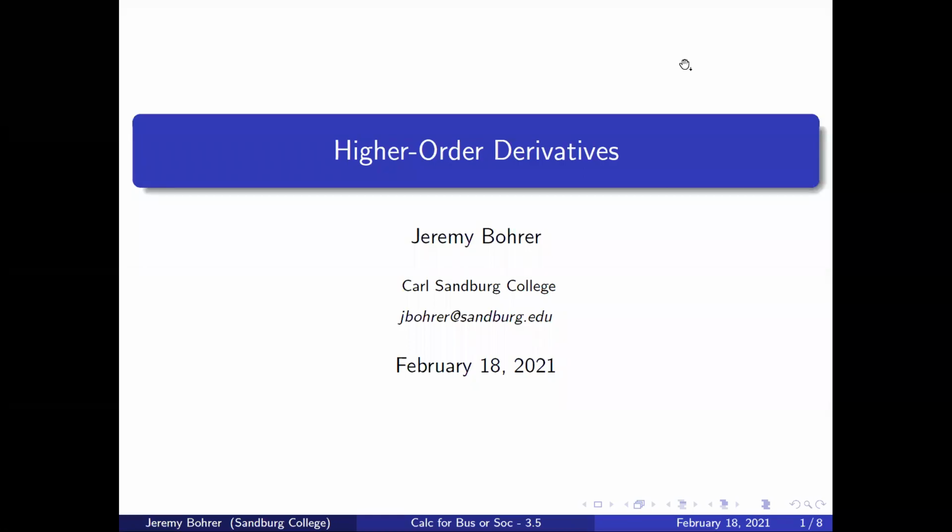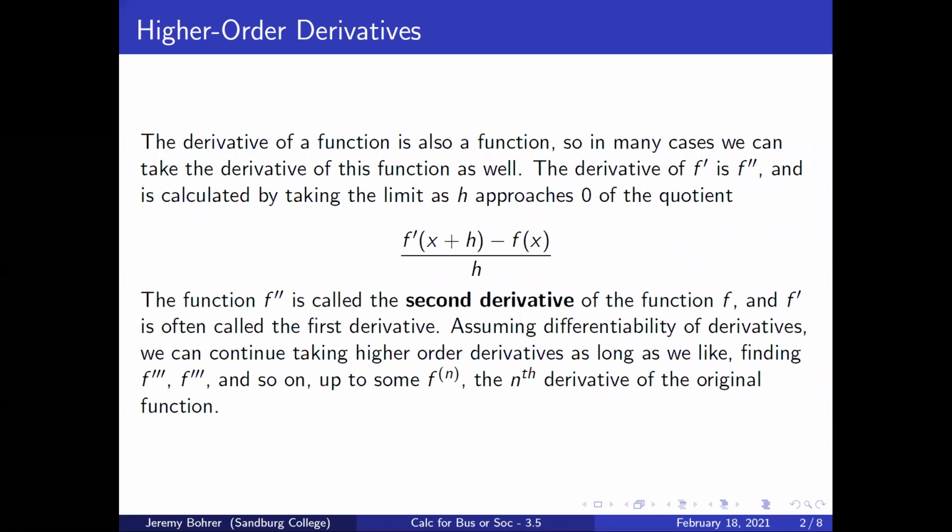In this video, we will discuss higher order derivatives. The derivative of a function is also a function. So in many cases, we can take the derivative of this function as well. The derivative of f prime is f double prime and is calculated by taking the limit as h approaches 0 of the quotient f prime of x plus h minus f prime of x divided by h.